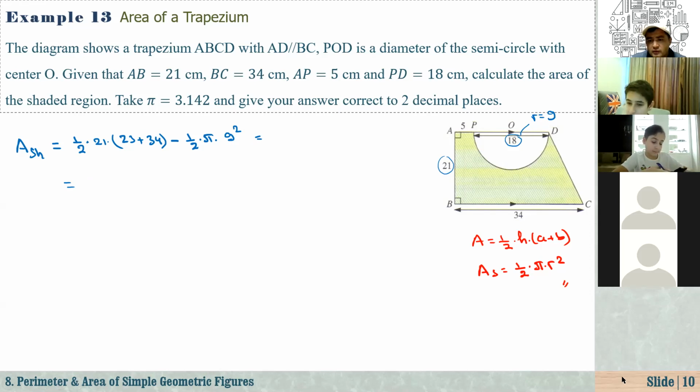That's it. Wait, I got 111.24. Really? Let me see. I think this is correct. 0.5 times 21 times 57 minus 0.5 times pi times 81. The answer I got is 471.24 cm squared. Ah, is it correct? Yeah, that's the answer. I think mine is different because Tariq is using a different calculator.